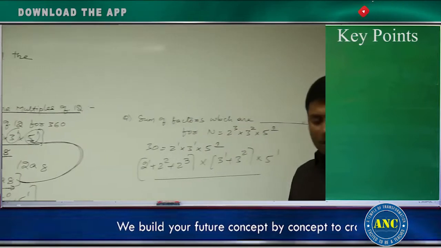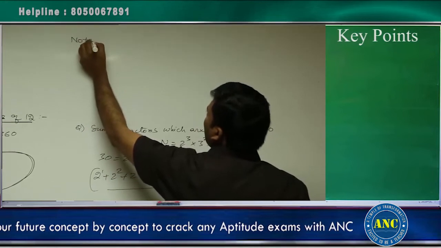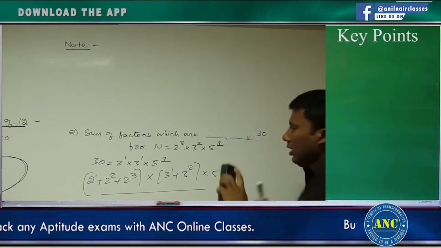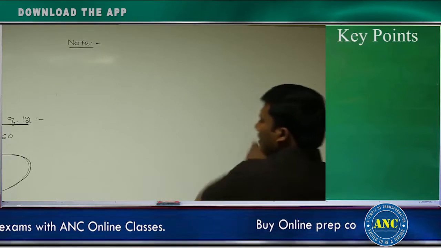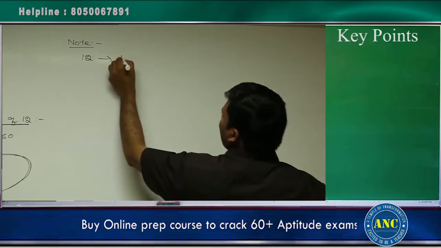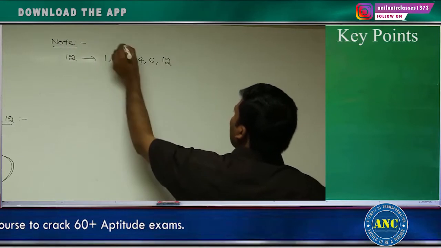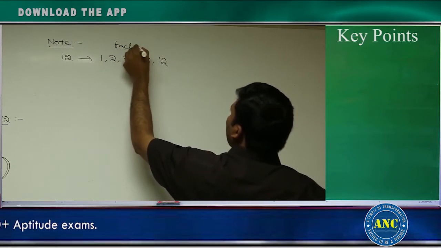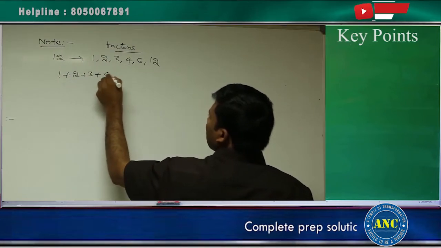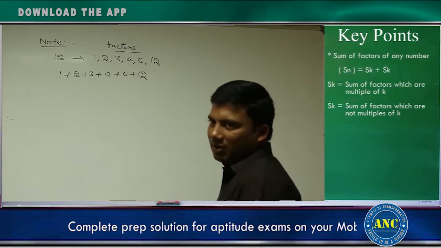Now, see here, note. Suppose there is this number 12. Let us write all the factors of 12. The factors of 12 will be 1, 2, 3, 4, 6, 12. Now I am adding all these factors. If I add, it will be like this: 1 plus 2 plus 3 plus 4 plus 6 plus 12. These are the sum of the factors for 12.